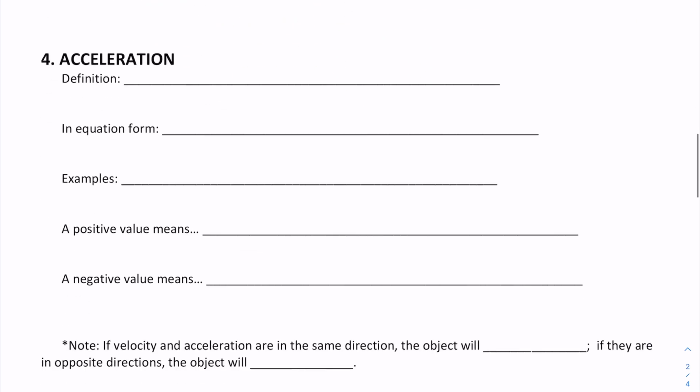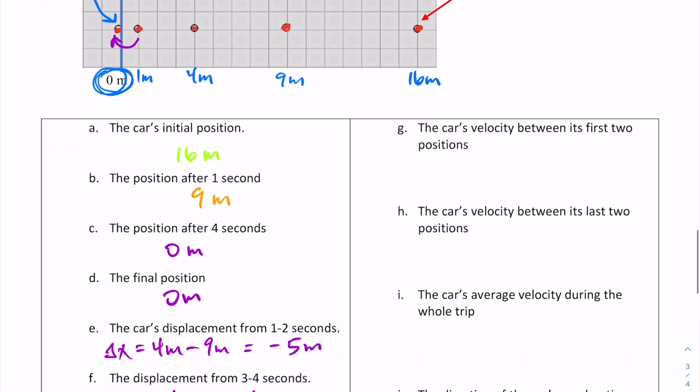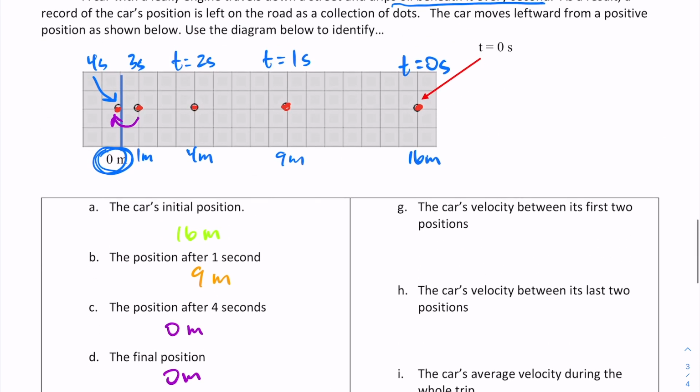So let's take a look at some examples. Letter G. What is the car's velocity between its first two positions? So now we're talking about its velocity from this position to that position. So it started at a position of 16 meters at 0 seconds, and then 1 second later, it goes to a position of 9 meters. So what is its rate of displacement? How far is it moving in 1 second?